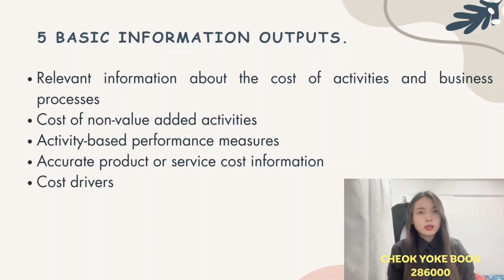For organizations that are designing and implementing ABM, we find that there are five basic information outputs. First is relevant information about the cost of activities and business processes.